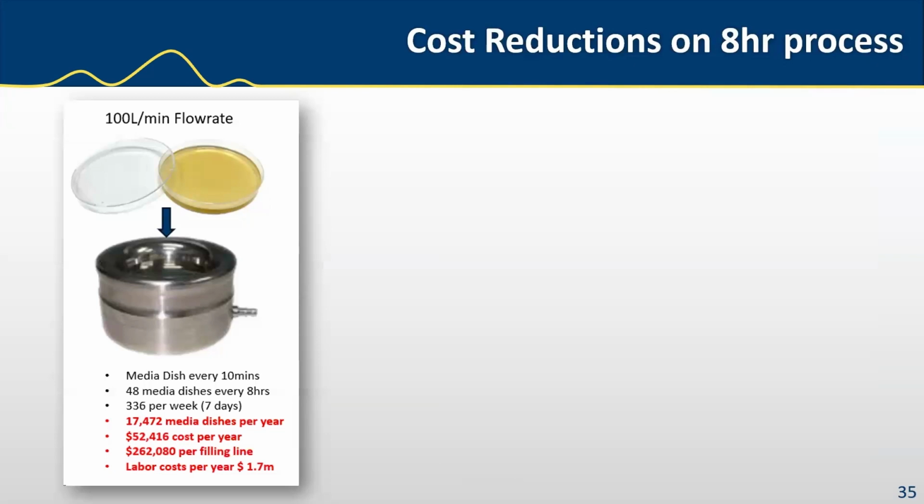If we take an example here, if you have 100 liters a minute, let's say we're working in an 8 hour environment where we are aseptically processing for 8 hours and we're doing that 7 days a week. Well, if you're changing every 10 minutes because the flow rate is so high, you're going to be going through about 17,000 media dishes a year, and you can see the cost line up.